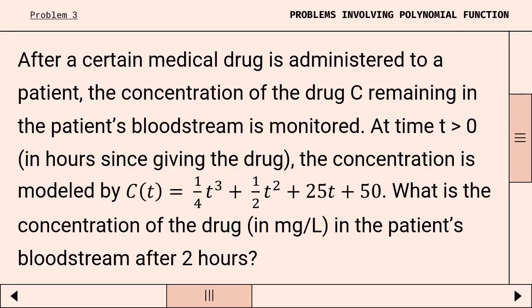Now moving on to our third problem. After a certain medical drug is administered to a patient, the concentration of the drug C remaining in the patient's bloodstream is monitored. At time t greater than 0, the concentration is modeled by C of t is equal to 1/4 t cubed plus 1/2 t squared plus 25t plus 50. What is the concentration of the drug in the patient's bloodstream after 2 hours?